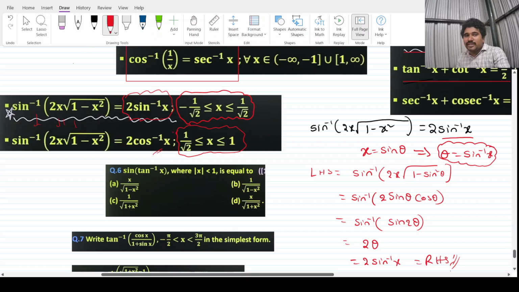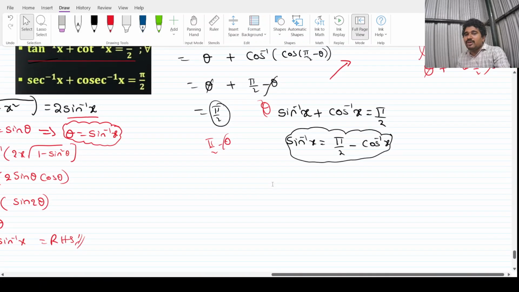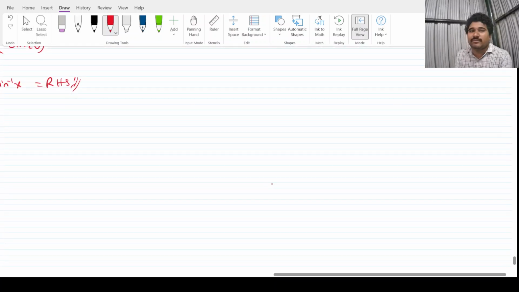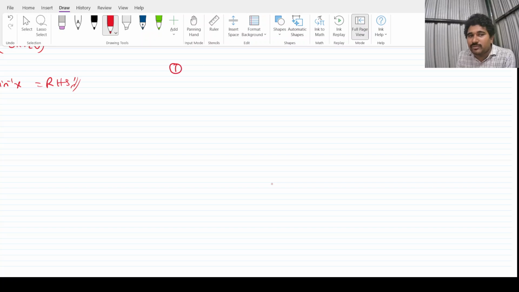So some trigonometric formulas you should remember. How many of you remember these formulas? If you didn't remember, please note it down. First formula, sine 2 theta. What is the sine 2 theta formula? 2 sine theta cos theta. Another formula for sine 2 theta is 2 tan theta divided by 1 plus tan square theta.